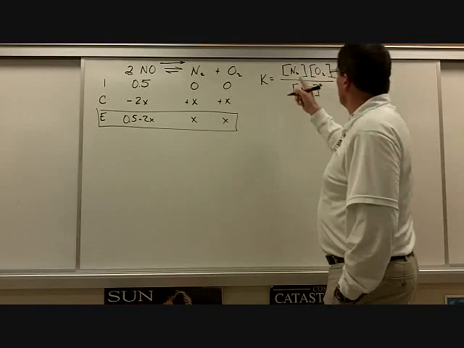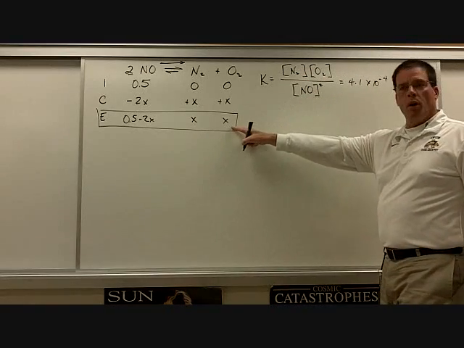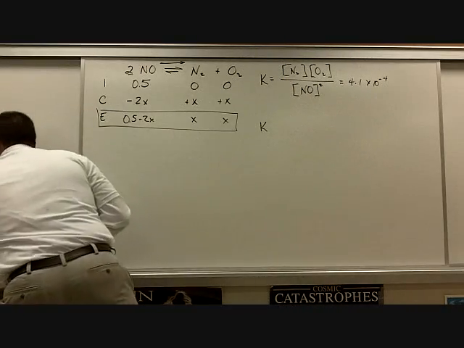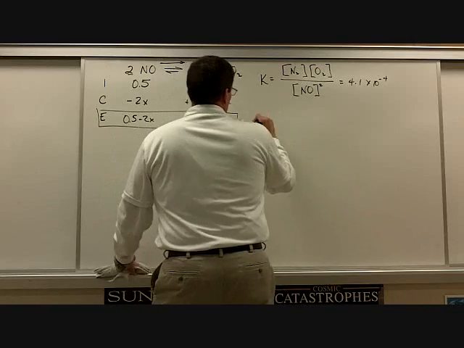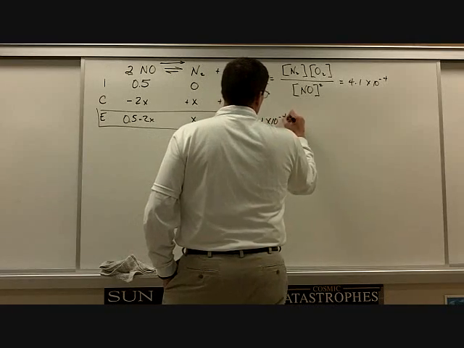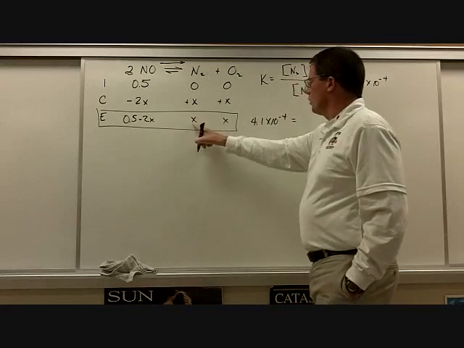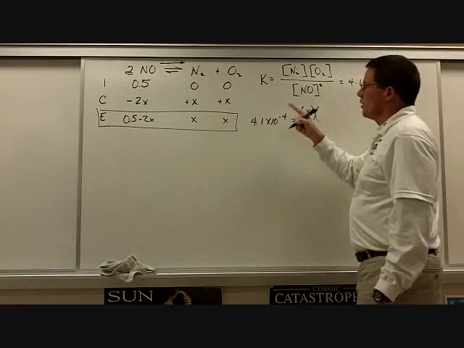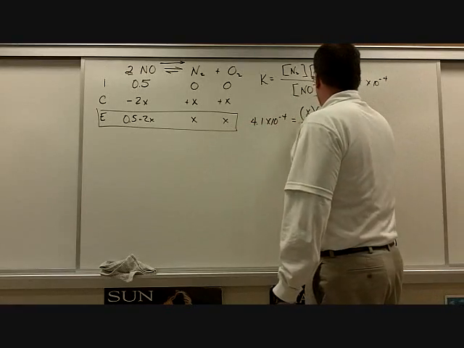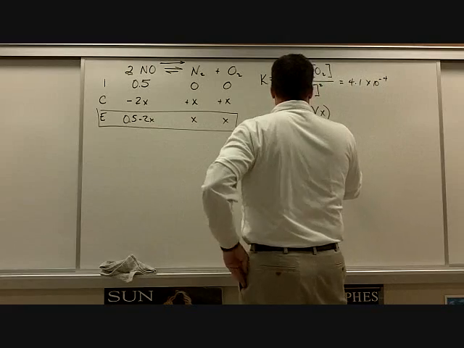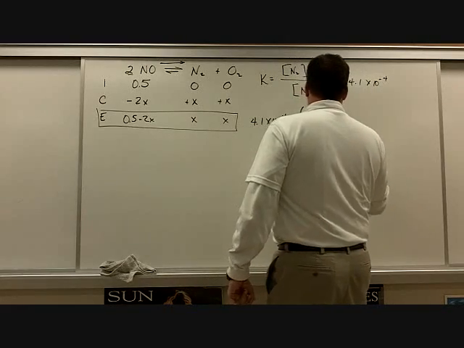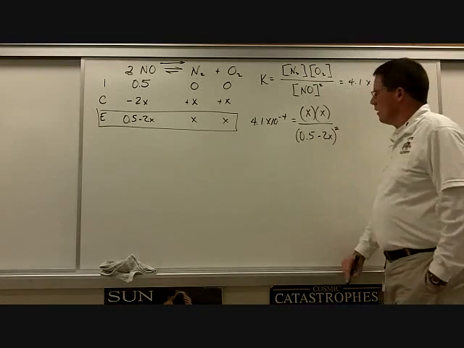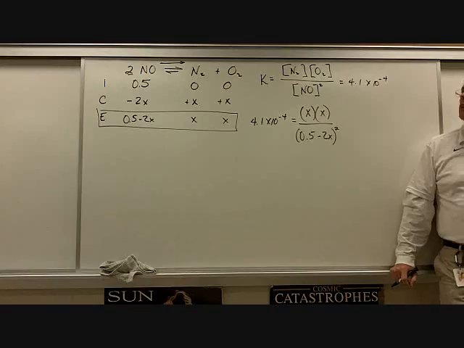And that's molarity. All right, so now let's go ahead and plug these values in. And we want to plug the values at equilibrium. So we can say that 4.1 times 10 to the negative 4 is equal to nitrogen, which has a concentration of x, we don't know what it is yet, times the concentration of oxygen at equilibrium, which is x, over 0.5 minus 2x, but what do we need to do to that? Square it.